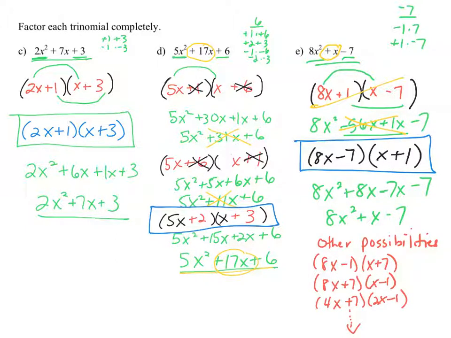I want to point out here that there were other possibilities that you could have come up with. You could have used 8x minus 1 and x plus 7, but if you check that, that's not going to give you the right middle term. You could have used 8x plus 7 and x minus 1. Again, when you do the check step, that's not going to work. You could have also used 4x plus 7 and 2x minus 1. And there's a few others that you could have tried. So it's really important. There's a lot of possibilities here. Using the trial and error method, the guess and check method, you definitely want to check your work.